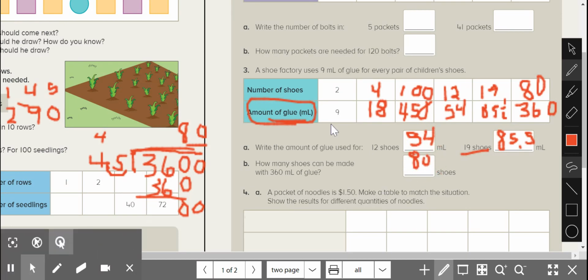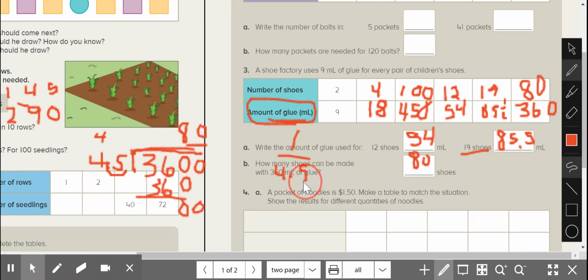See, that's how important it is to establish what the rate is. For every 2 shoes, there's 9 milliliters of glue. And we broke it down even further, where we figured out that for 1 shoe, there was 4 1/2 milliliters of glue. This isn't a fraction. This is, if I were to create this table and keep going further like this, what would happen.